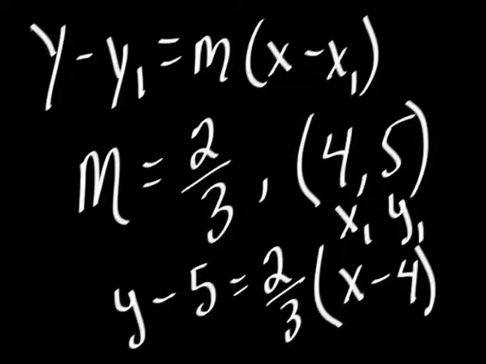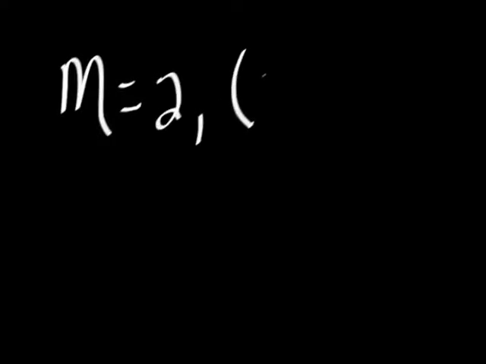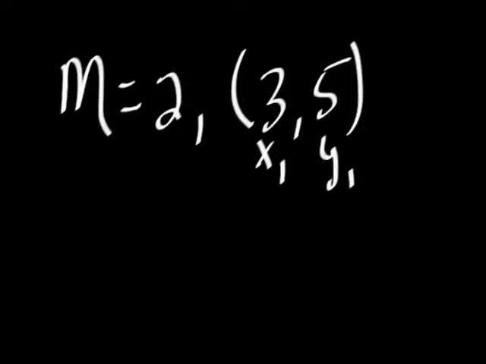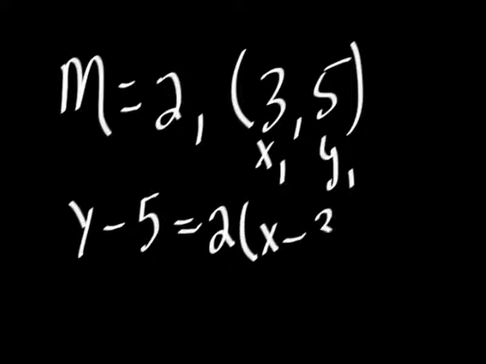Let's try it again. This time I give you your slope, which is 2, and the point, which is (3, 5). So when you plug into the formula, you have to make sure that you label your points first, x1, y1, so that we minimize our mistakes, and then we plug right in. y minus y1 equals m times x minus x1. And this is the equation of the line in point-slope form.